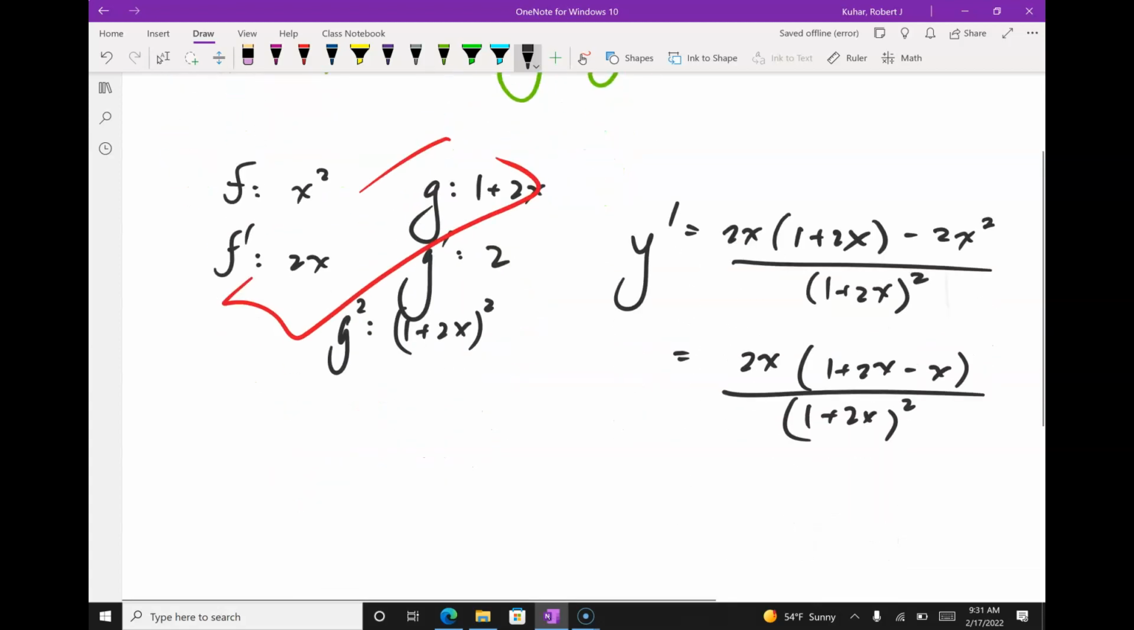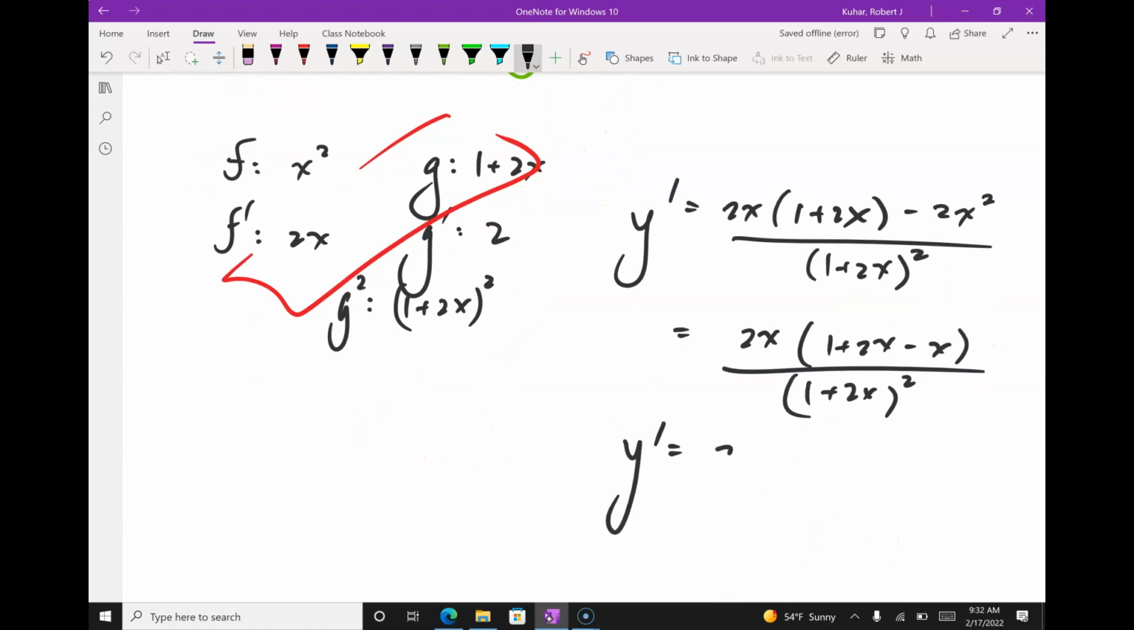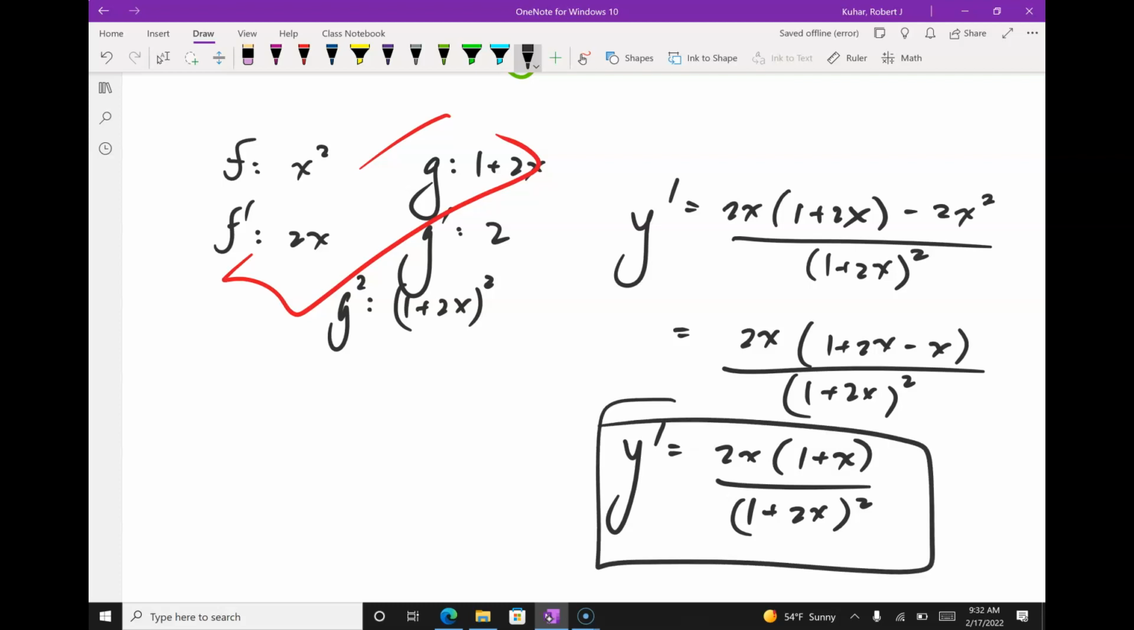So I can simplify that, yes? I get 2x times 1 plus x, yes? And now I'm ready for my second derivative. How are we doing? We okay here? Yes, everyone okay? Everyone got there? Rosie, yes, thank you. Anybody else?